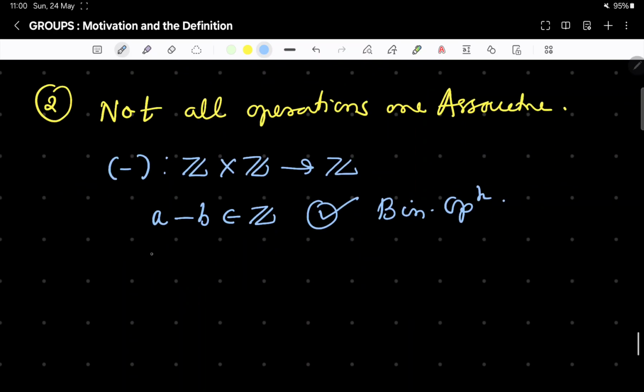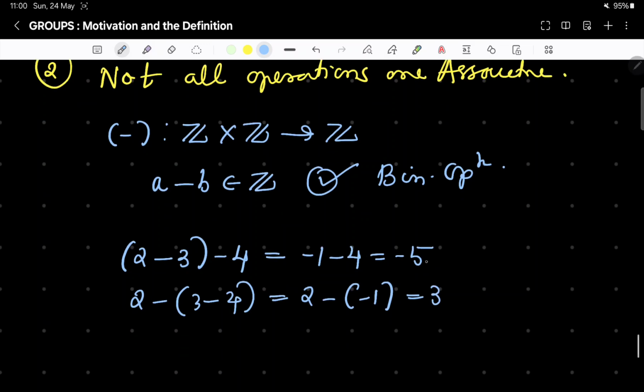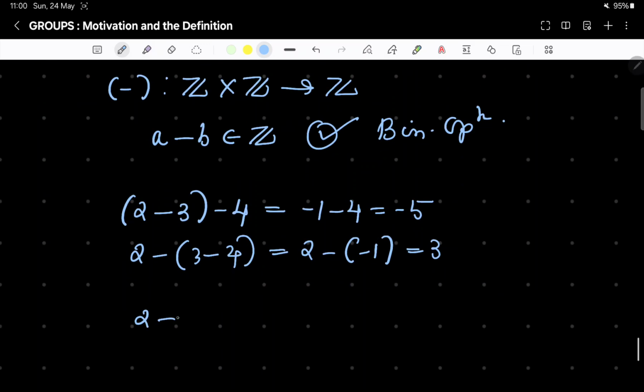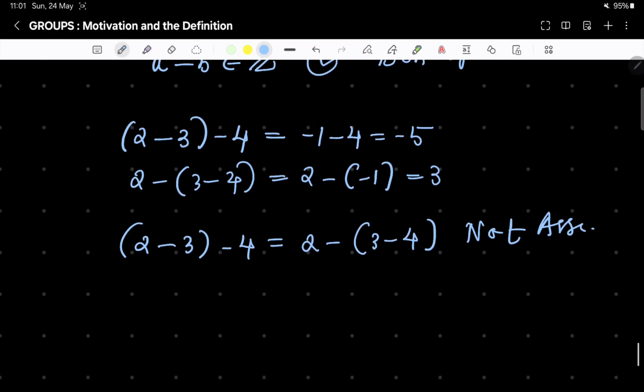The problem is whether it is associative. So take some examples. Try to do (2 minus 3) minus 4. You can see that it is minus 1 minus 4, which is minus 5. And if you do 2 minus (3 minus 4), this will be 2 minus of minus 1, this will be 3. And immediately they are not equal. So (2 minus 3) minus 4 is not equal to 2 minus (3 minus 4). So not associative. Okay, that's why associative operations are interesting, because there are things which are not.